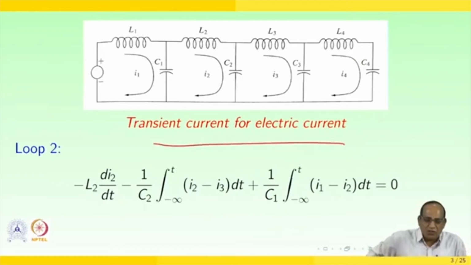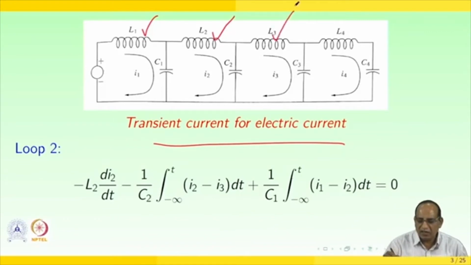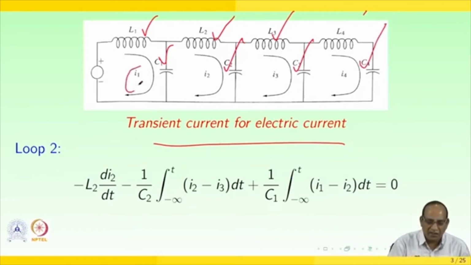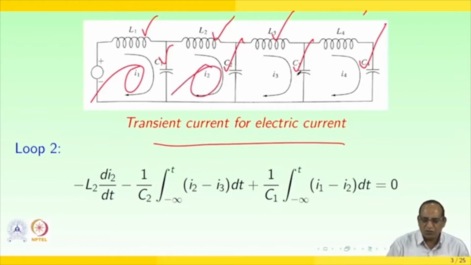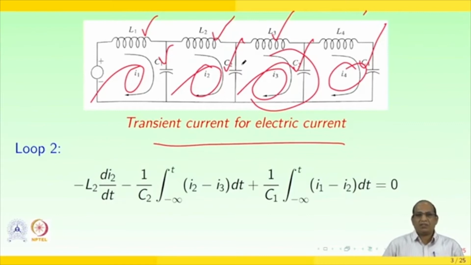If you look closely over here, you see this is the coil L1, this is the coil L2, this is the coil L3, this is the coil L4. This is capacitor C1, capacitor C2, capacitor C3, capacitor C4. The current flow is I1, I2, I3, I4 in the clockwise direction.